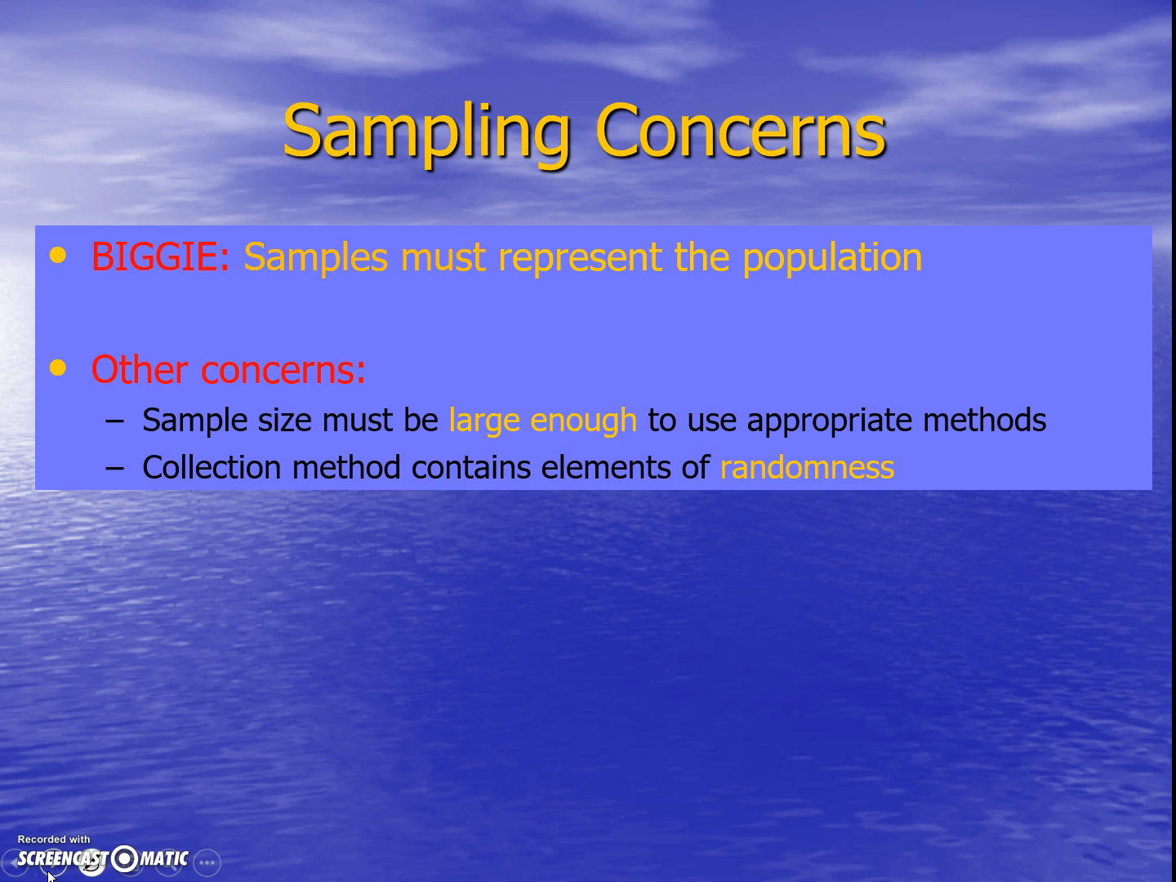Now, there are some concerns in sampling. And again, there were a couple examples on the sheet, and we will go over those in class as well. But section 1.4 talks about the methods of sampling and some concerns. And the biggie is the sample must represent the population. Other concerns are sample size must be large enough to use appropriate methods, and collection must be random.